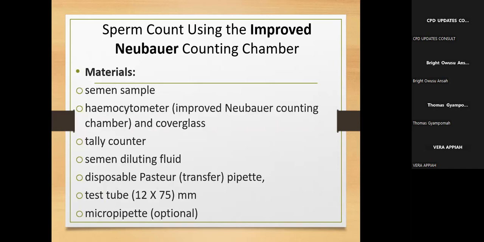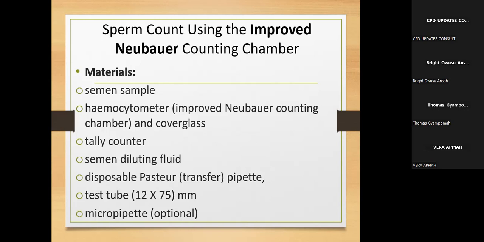So if you are going to do the sperm count using the improved Neubauer counting chamber, of course, you need your sample. You need your hemocytometer, which is the improved Neubauer counting chamber, and a cover glass. All of us appear to be using the normal cover glass 22 by 22 for the counting chamber. Now, yes, we can use it, but I'm sure you know that any new hemocytometer or improved counting chamber comes along with a special cover slip. That cover slip is thicker than the normal cover slip that we are using. So take note of that.